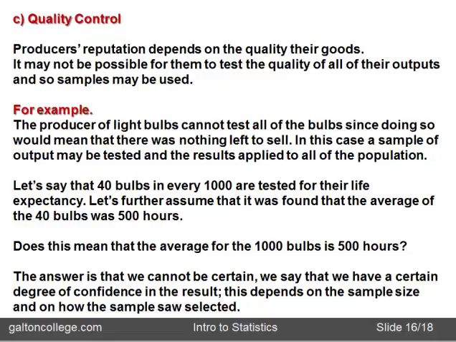So what statisticians would say is that the 1,000 bulbs have a 500 hours expectancy plus or minus a certain number, and they say, well, we are 95% confident or 99% confident that that is right. So it'll be between, let's say, 480 and 520, and we're 99% confident. They're not saying 100, they're saying 99 or 95 or whatever it is. So it's a probability figure. And we call that the degree of confidence.